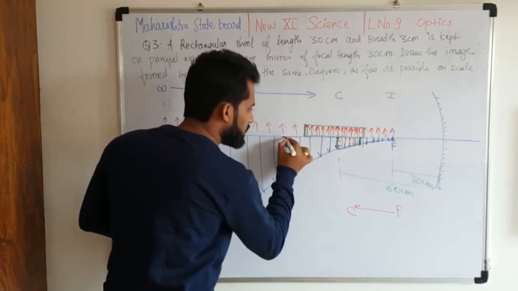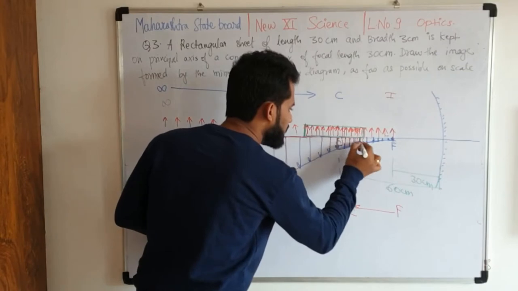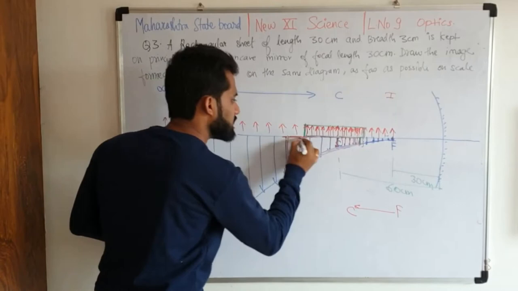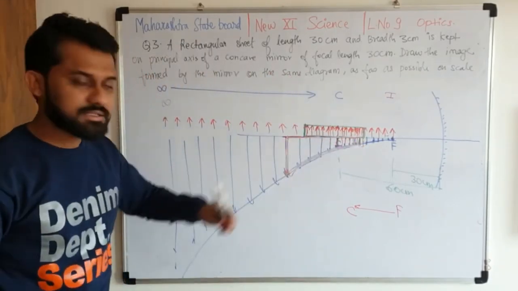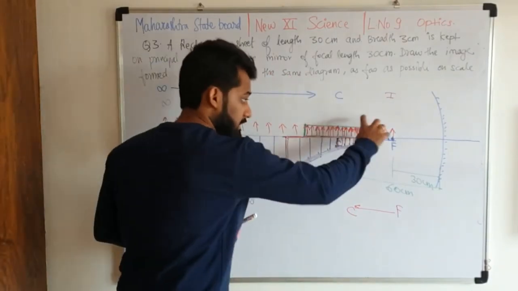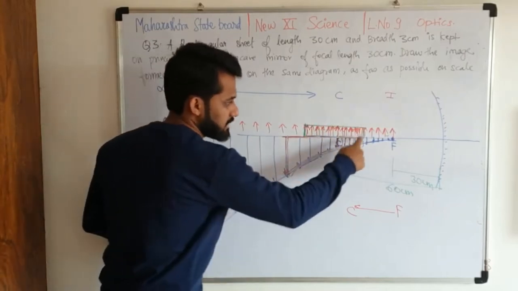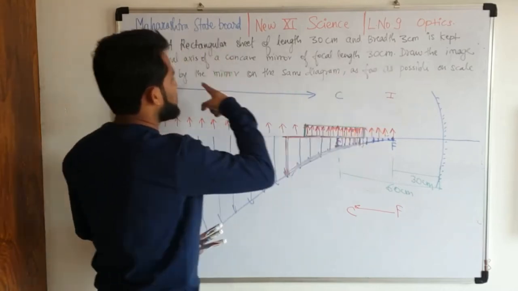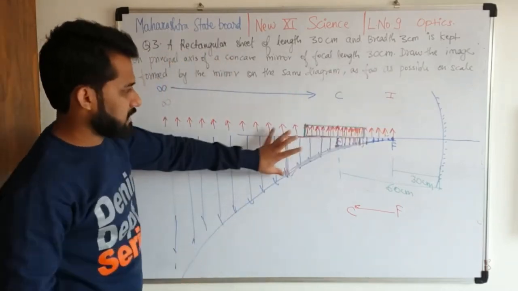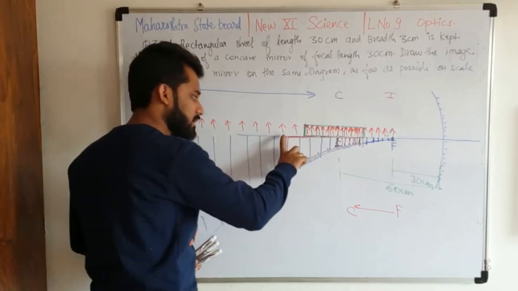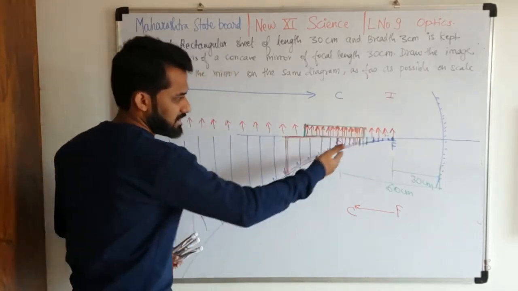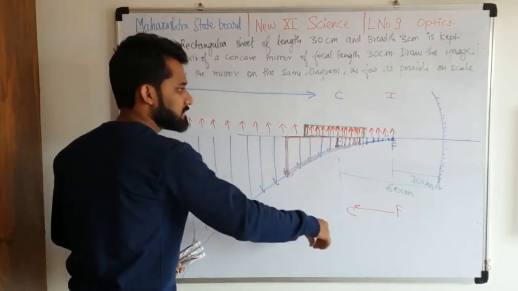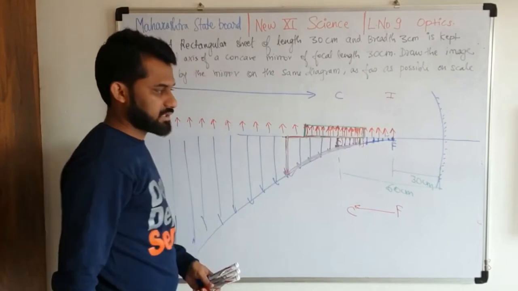So the image of the rectangular sheet will appear somewhat in this way. This is the image of the rectangular sheet. In this question, what we are interested in is the shape of that image. What will be the size of this end and this end? Obviously, this part will be the curved part and this will be the straight line. So what will be the size of this particular section?